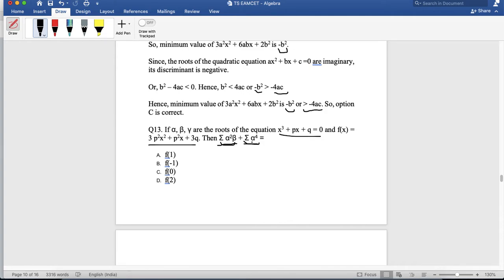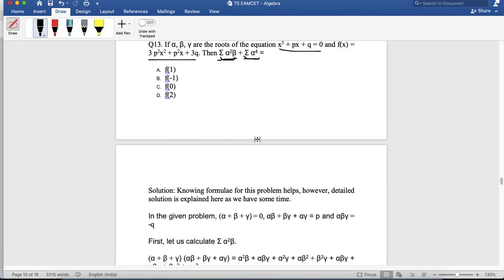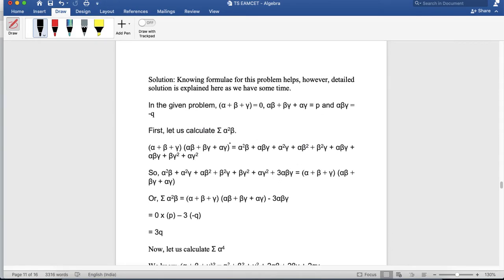If you don't know, then you will have to derive the value of these sigmas, and it will eat up 10 minutes of your time. So if you know the formula, good. If you don't know the formula, skip this problem. We have all the time over here because we are solving it offline. We are not in the exam hall, so we can calculate.